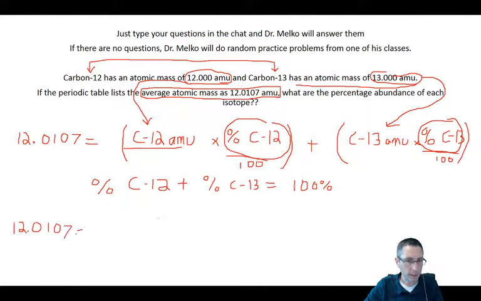Okay, so substituting in now 12.0107 equals this mass of carbon 12, 12.000. Okay. Multiplied by, what that little asterisk there means. And I'm going to call the percentage of carbon 12 here in decimal format X. Plus the mass of carbon 13, 13.000.